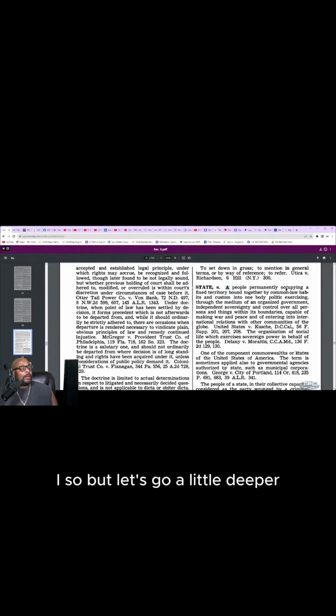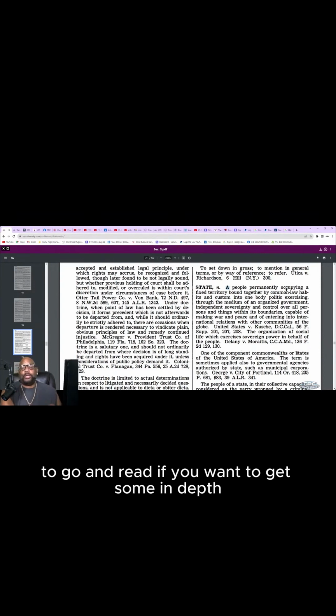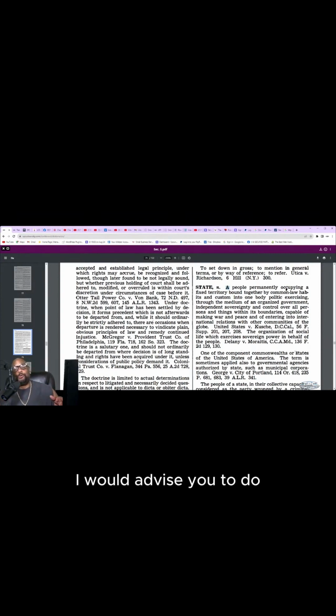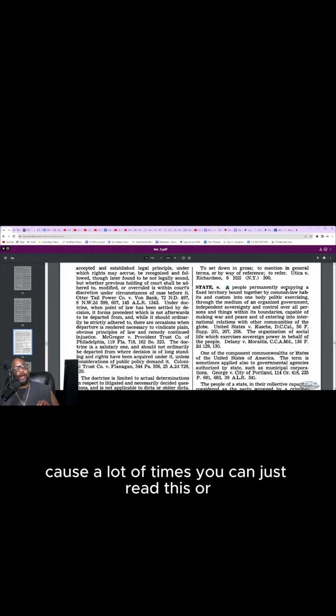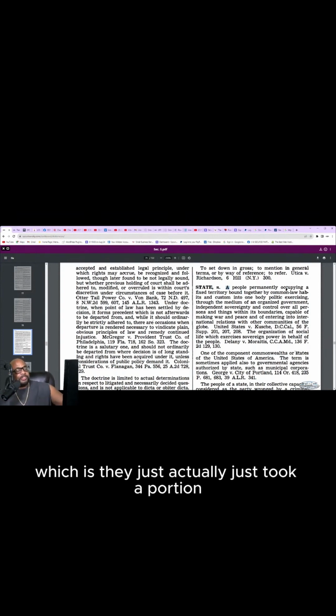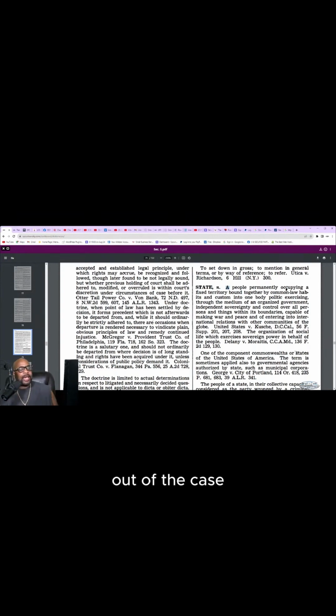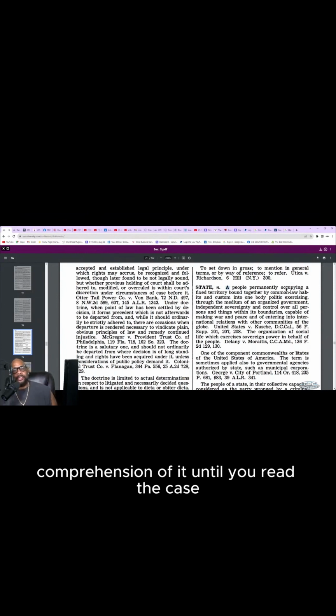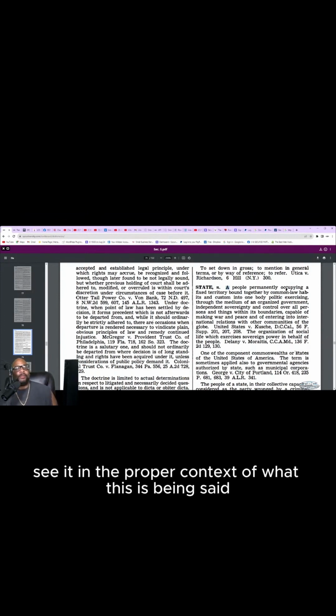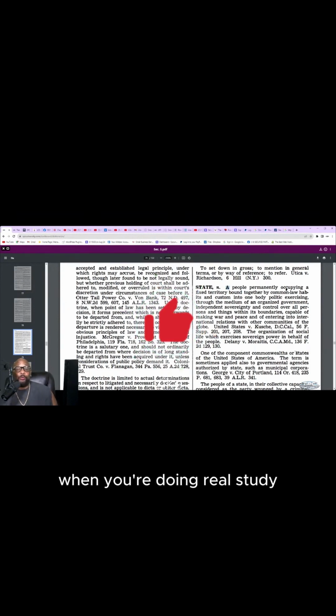All right. So, but let's go a little deeper. And these are common law definitions. As you can see, they're giving you the statutes that follow each of the definitions, letting you know the case law to go and read if you want to get some in-depth understanding of what was just stated, which I would advise you to do. Because a lot of times you can just read this definition, which they just took a portion out of the case, and you don't really get the full comprehension of it until you read the case and really get to see it in the proper context of what is being said. So I would suggest that when you're doing real study, get the citation and pull up the case and read it.